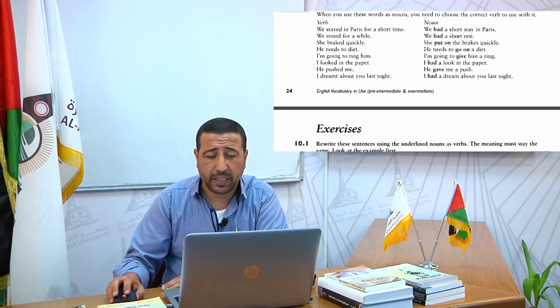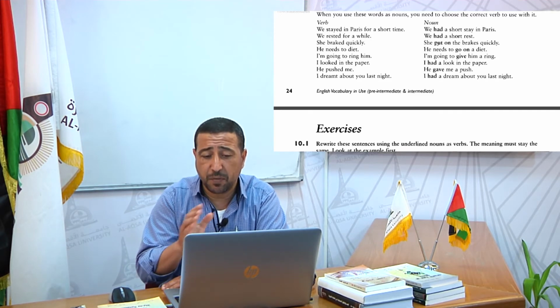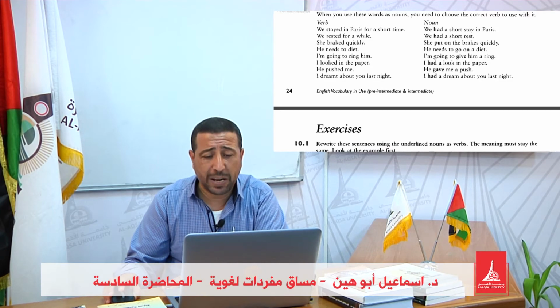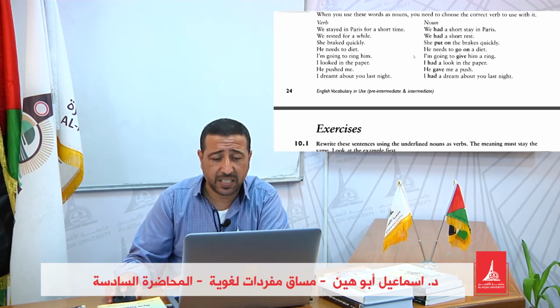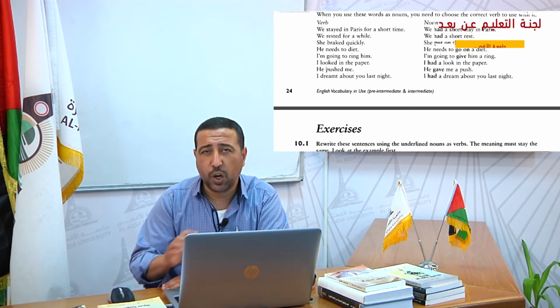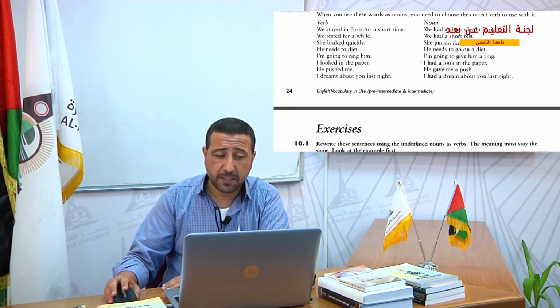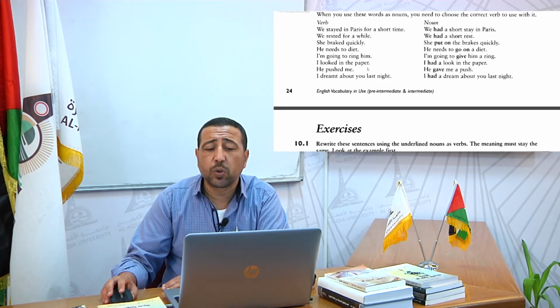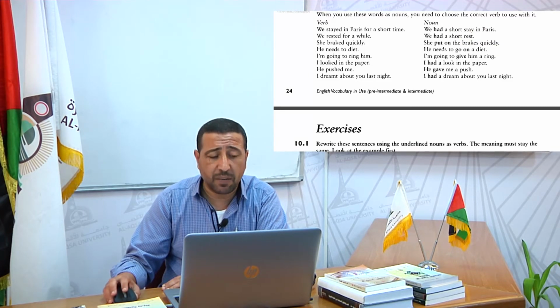She braked quickly. She put on the brakes quickly. The verb that goes with the noun here is put on. He needs to diet. He needs to go on a diet. Nice. I'm going to ring him. I'm going to give him a ring.